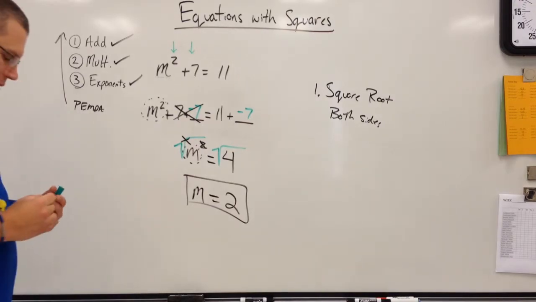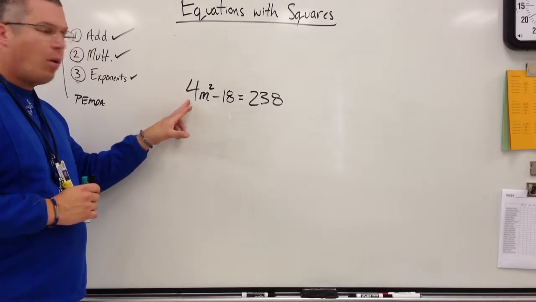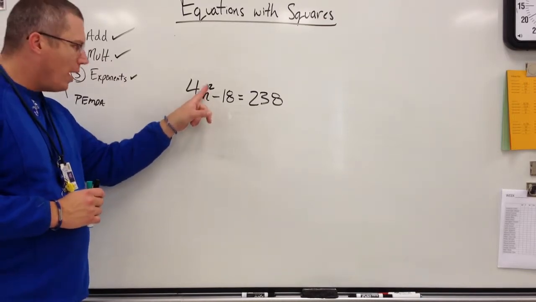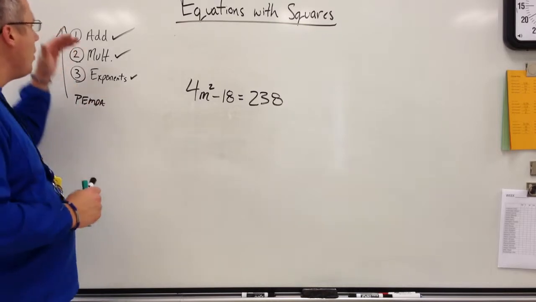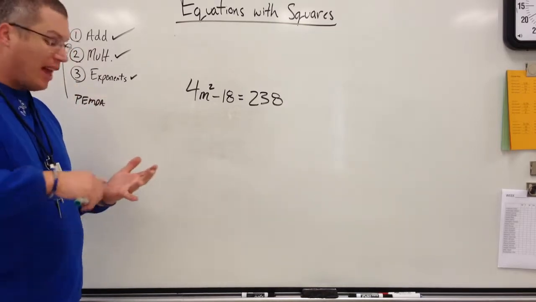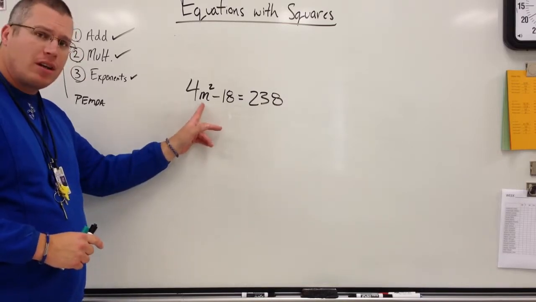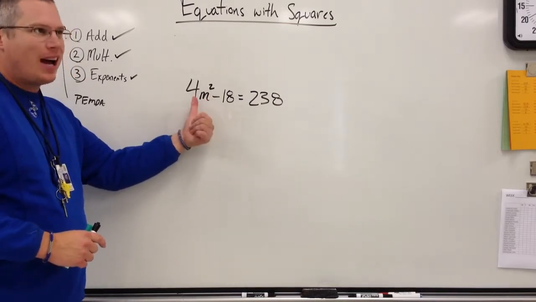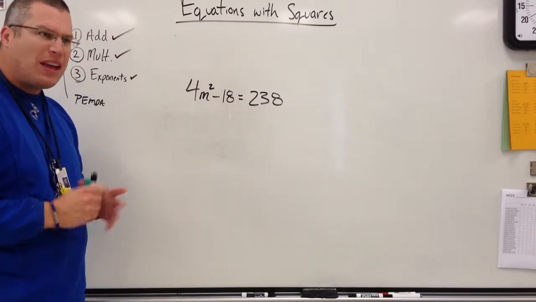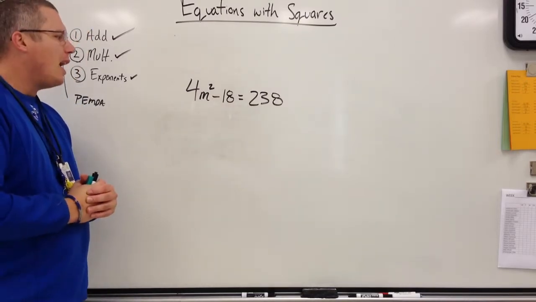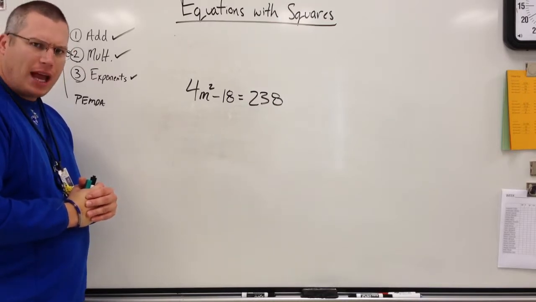Let's look at one more. Let's take a look at this last equation. 4 times a number squared minus 18 equals 238. Now if we go through our steps and get rid of add, then multiply, then exponents, we should be able to figure out what the missing number is. That when I square it and times by 4 and minus 18 gets me 238. Think about it. What number times itself times 4 minus 18 is 238?